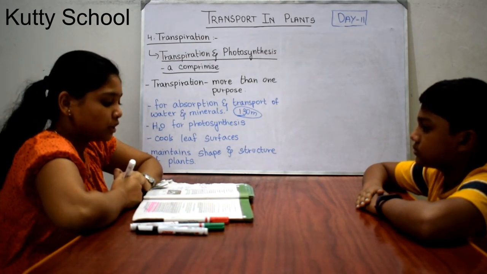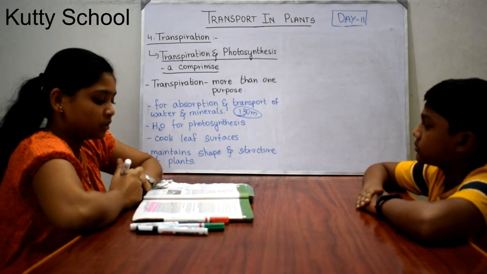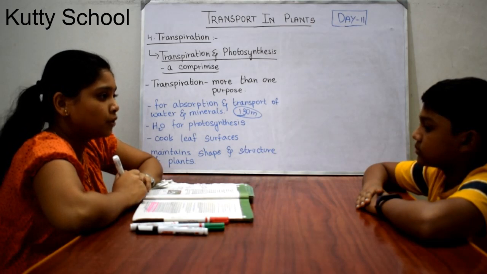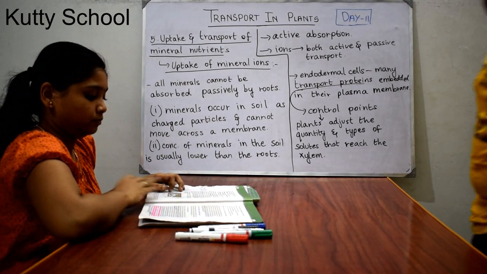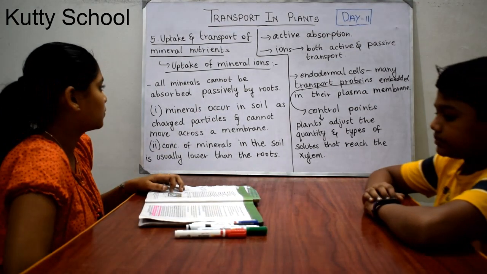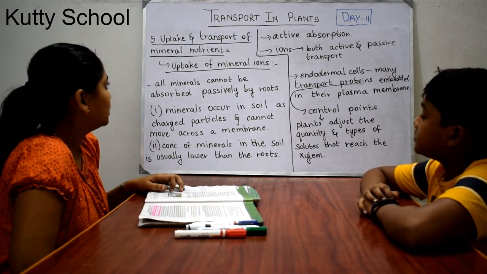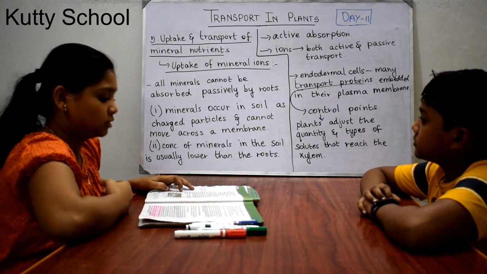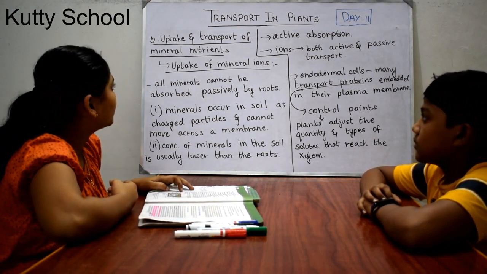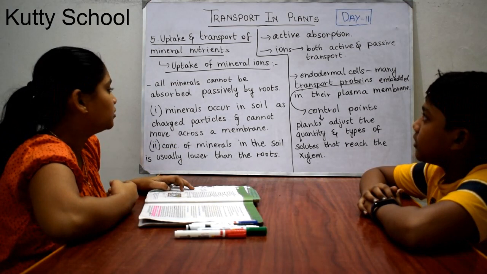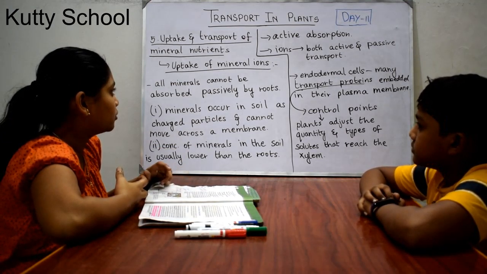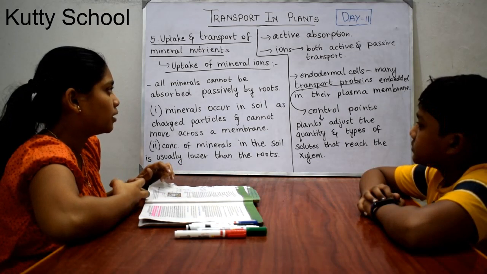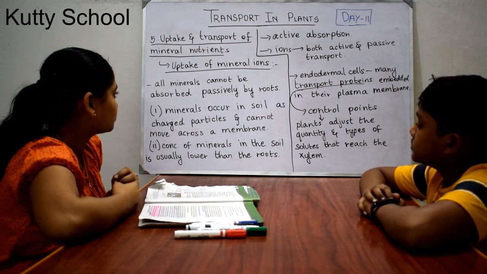Next we are going to the fifth topic, which is uptake and transport of mineral nutrients. Now we are going to see the first subtopic under it: uptake of mineral ions. How are mineral ions taken up by roots into the plant?